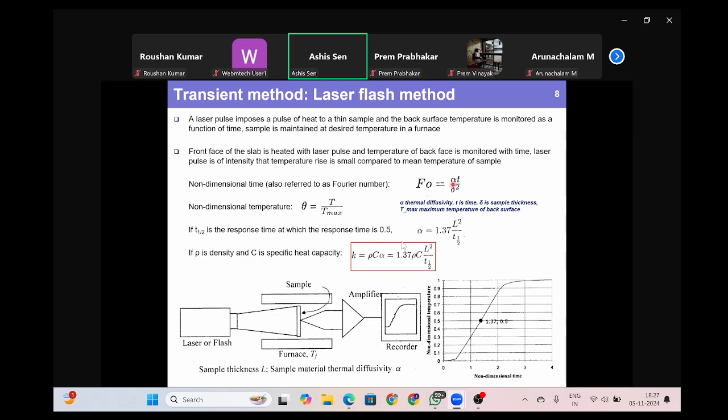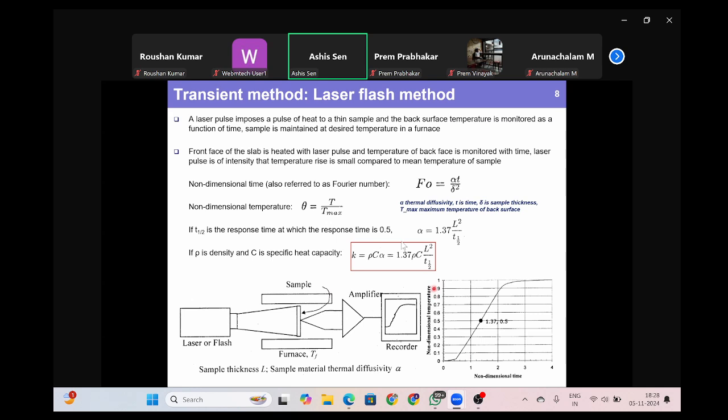So alpha is basically the thermal diffusivity. T is basically the time it takes to reach the maximum temperature from the time instant when the laser is excited. And delta is basically the thickness of the sample. Okay. So you can also define a non-dimensional temperature, which is T by T max, because T would go from initial TF to final some T max, okay, because of the laser heating.